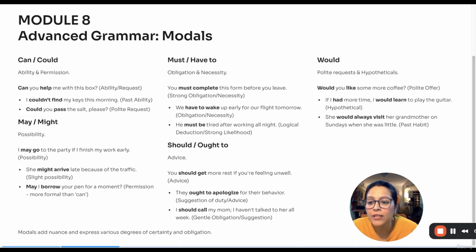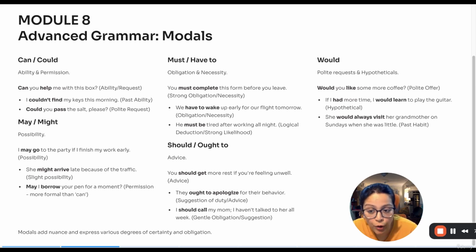Let's look at a few examples. I may go to the party if I finish my work early. So the chances are more and it's a possibility. She might arrive late because of the traffic. So may is stronger possibility and might is lesser possibility.